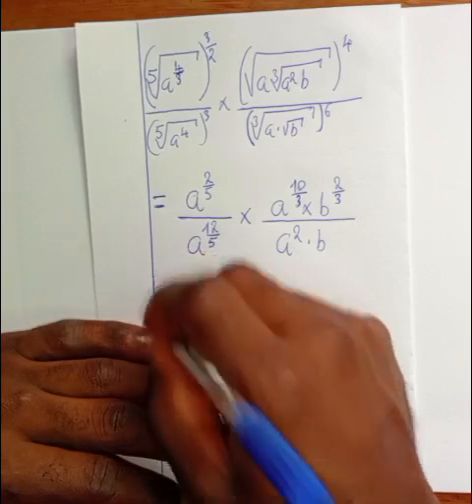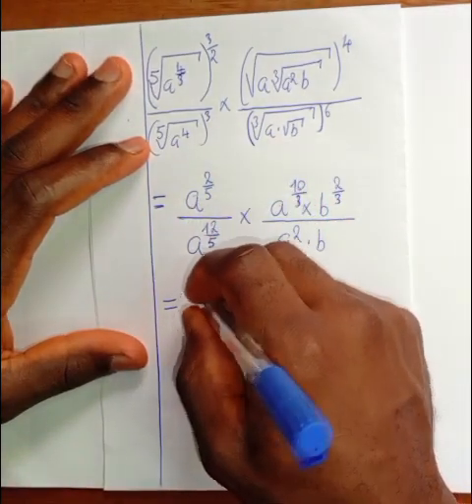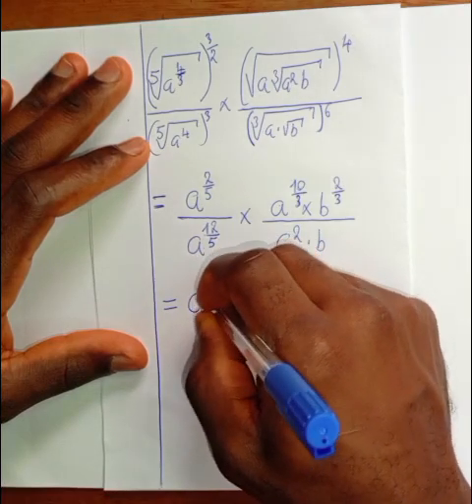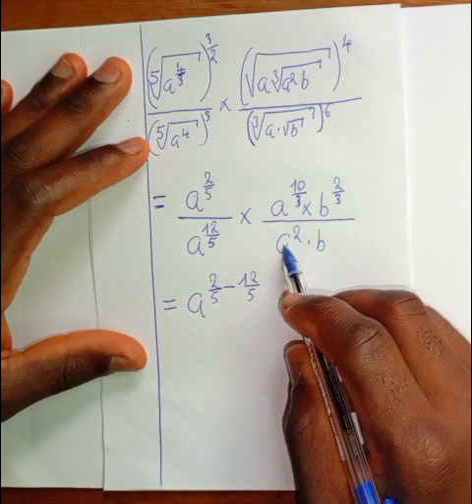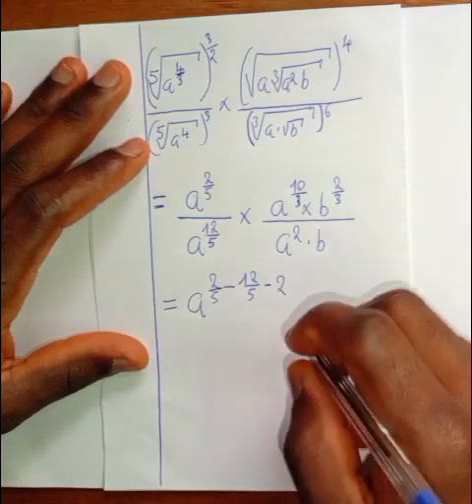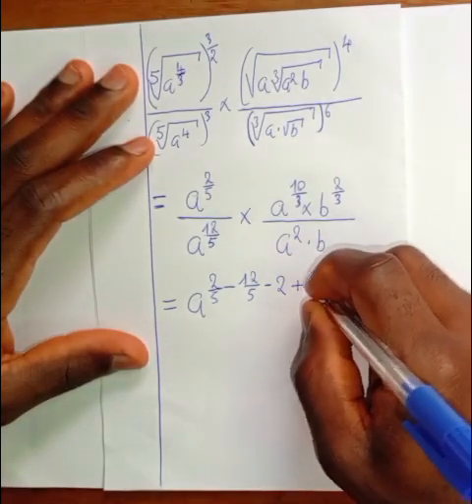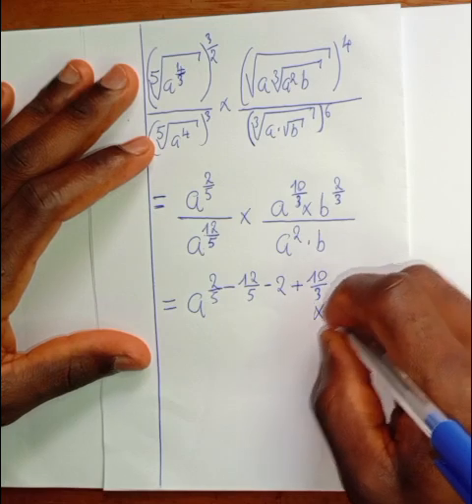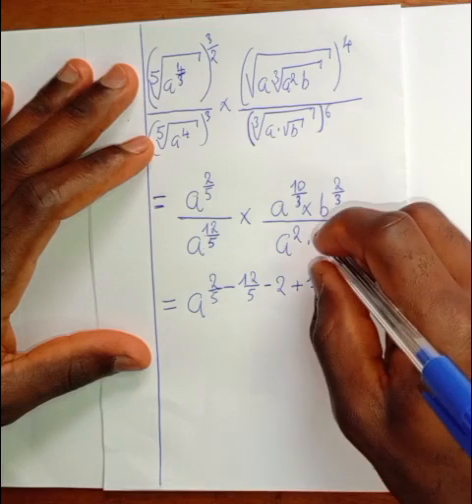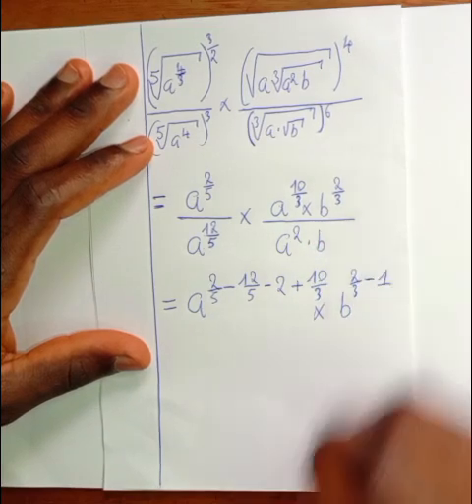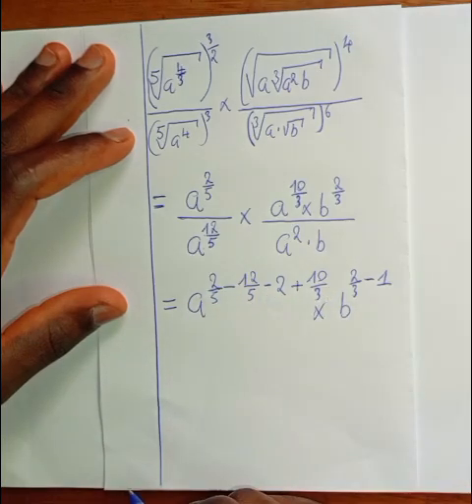This will simply give us these two terms. We can simplify. This will give us a raised to the power 2 over 5 minus 12 over 5. This one is at the denominator, minus 2 plus 10 over 3 times b raised to the power 2 over 3. b is raised to the power 1 here, minus 1. Next thing, now we need to subtract these fractions.